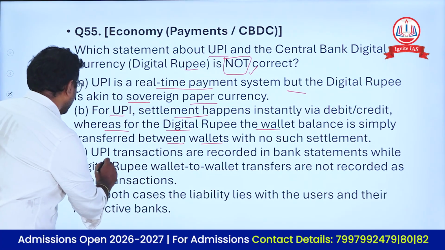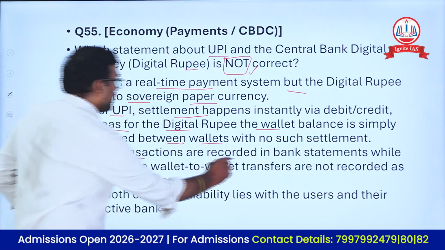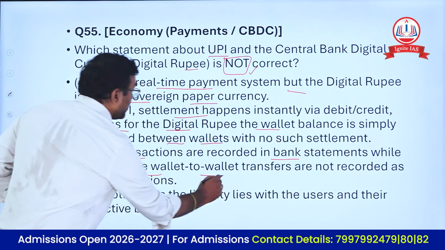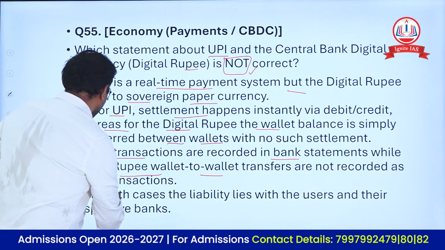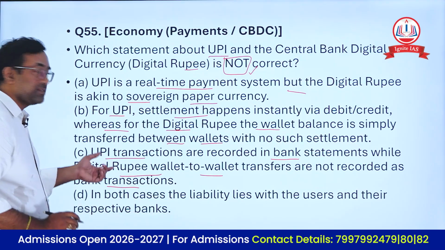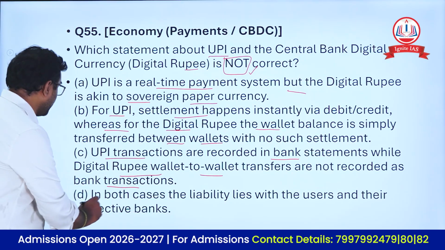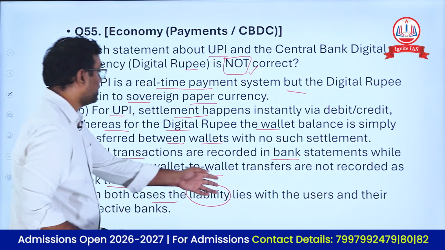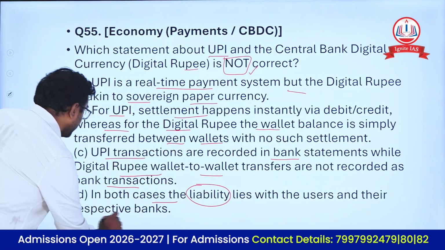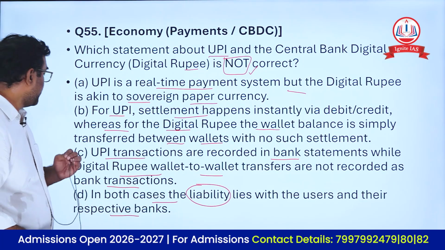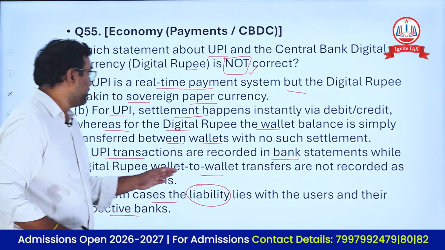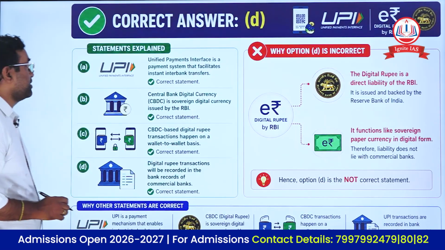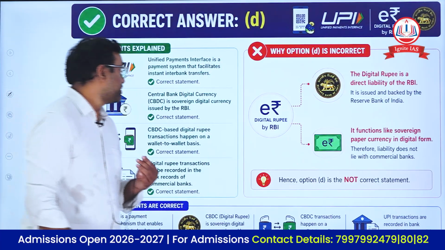Option C says that UPI transactions are recorded in a bank statement, while digital rupee wallet to wallet transfers are not recorded as bank transactions. So this is another statement. Option D says that in both the cases, the liability lies with users and their respective banks. So here we will try to discuss option D, because the answer is option D; they are asking about the incorrect statement.